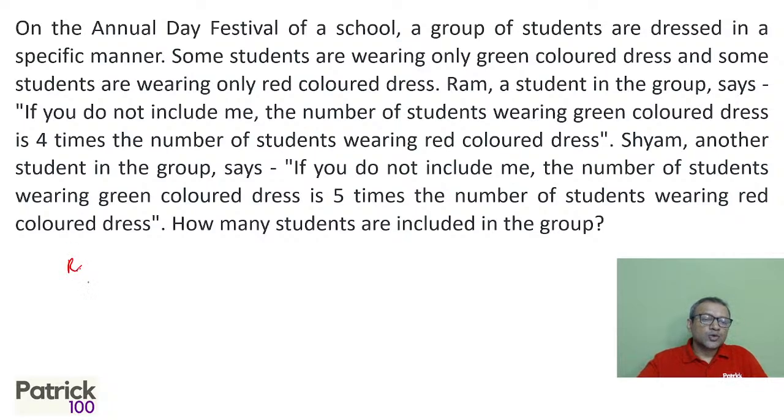If you exclude Ram, then the ratio of students wearing a green color dress and red color dress is 4:1. And if you exclude Sham, the ratio of students wearing green color dress and red color dress is 5:1.